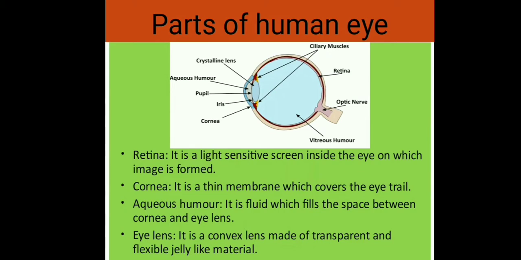Second one is the cornea. It is a thin membrane which covers the eye. It acts like a lens which refracts the light entering the eye. Next one is the aqueous humor. It is a fluid which fills the space between cornea and eye lens. Next one, eye lens, which is also known as crystalline lens. It is a convex lens made of transparent and flexible jelly-like material. Its curvature can be adjusted with the help of ciliary muscles.